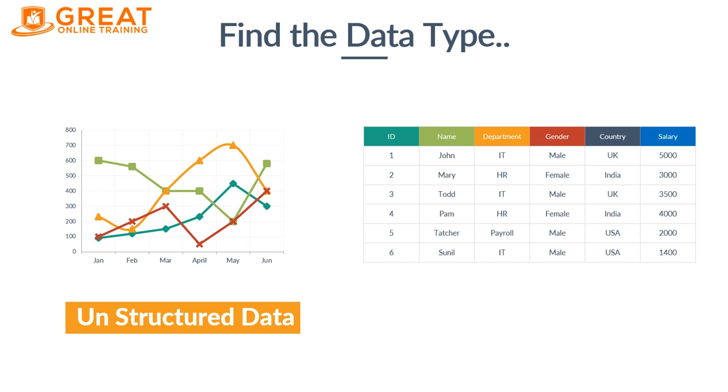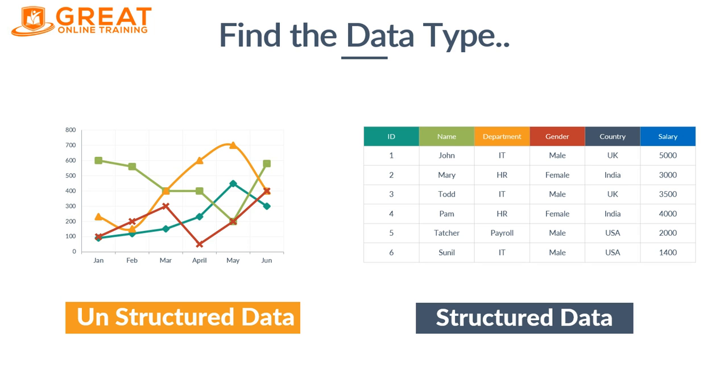And the next one is a well-organized table. This is an example of an employee table. It consists of employee name, department, gender, country, and the salary of each employee. So which variety of data is this? Yes, this is structured data, because it is well organized in a table. This is a relational database table.